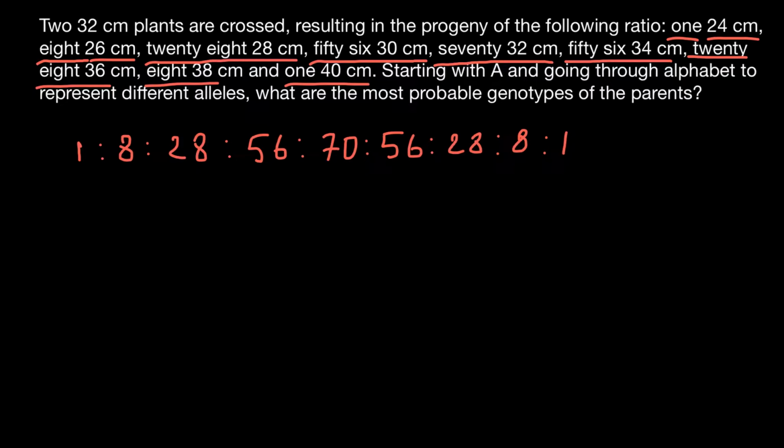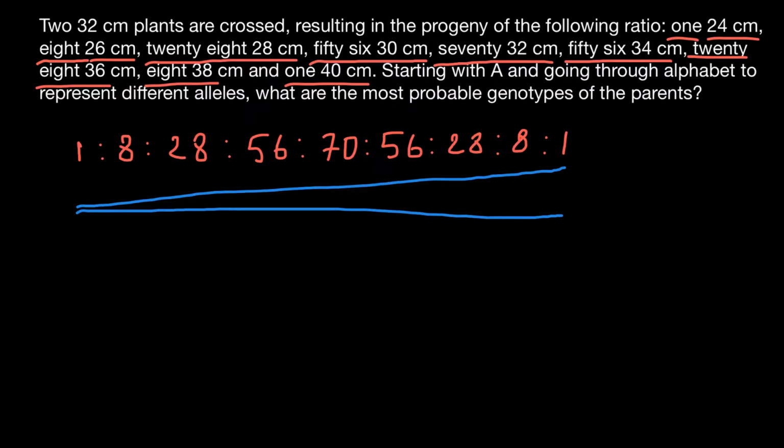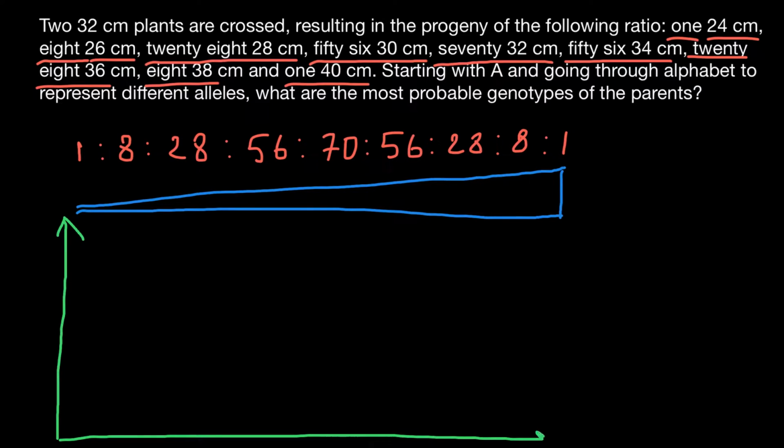So we can also represent these numbers as a graph like this. Here on this side are going to be the smallest plants, and here are going to be the biggest plants. But this graph is probably going to be misleading. Let me build another graph. So here on this axis we are going to have frequency, and here we are going to have size.